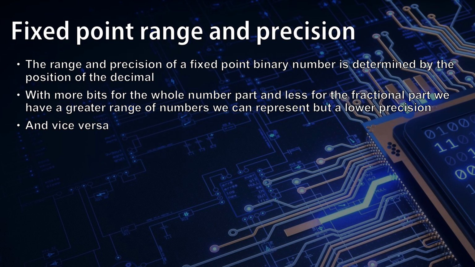That is, if we have a smaller number for the whole number part and more for the fractional part, then we're able to represent a smaller range but with higher precision. Let's take a look at some examples.